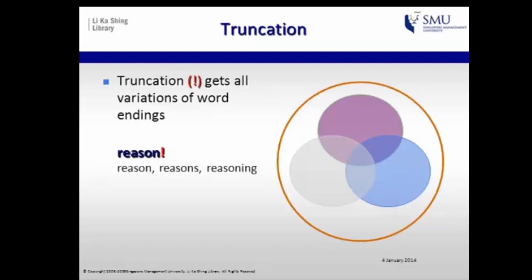The truncation function is often represented by an exclamation mark. When placed at the end of a word, it allows one to search for documents that contain any variations of the word endings. For instance, when placed at the end of reason, this retrieves any documents that contain reason, reasons, or reasoning. This saves a lot of time, as the alternative would be to type reason or reasons or reasoning into the search engine box.